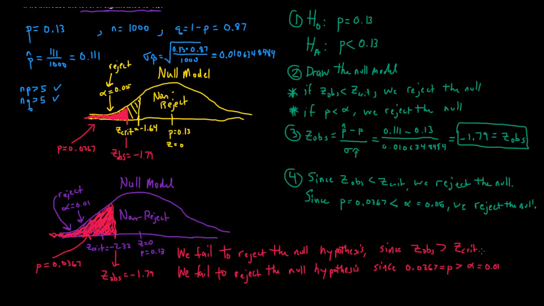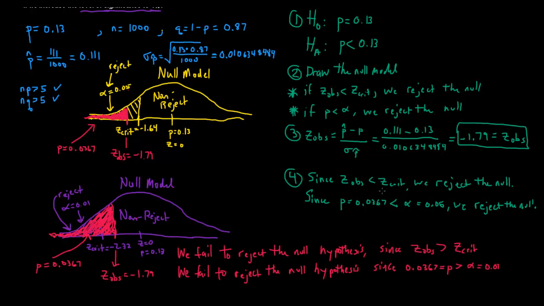The nice thing about the p-value approach is that you don't have to worry about these inequalities with your critical values. That's the one time I have students get mixed up, is when they don't draw a good picture, they don't draw a good null model, and then they always want to go by this criteria. If Z observed is less than Z critical, then you reject the null. That's not always the case.